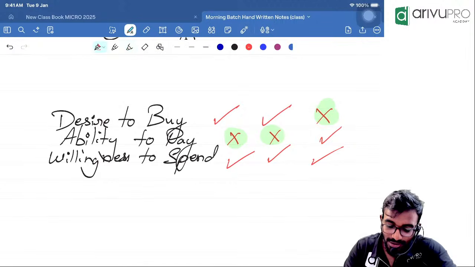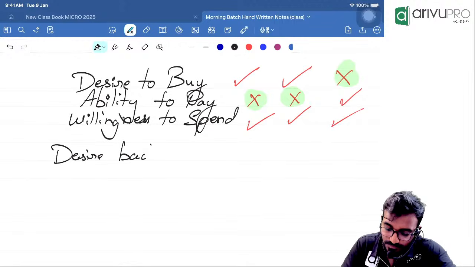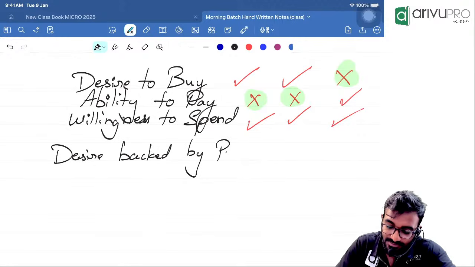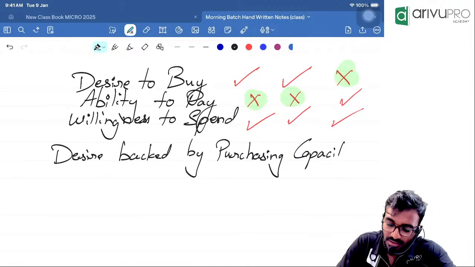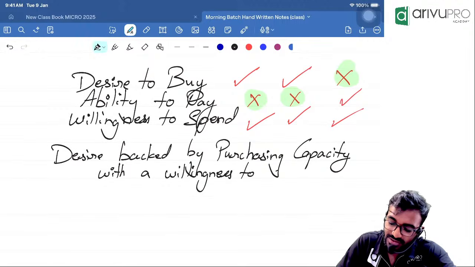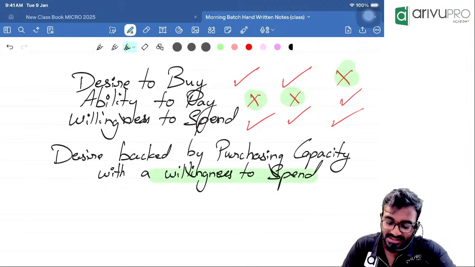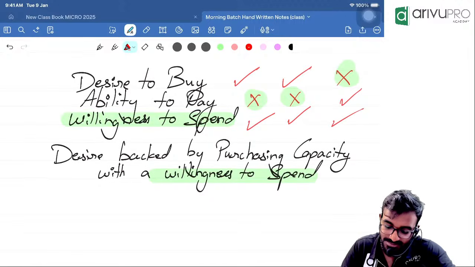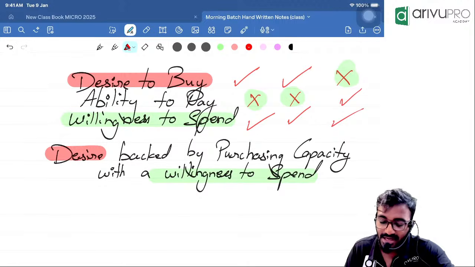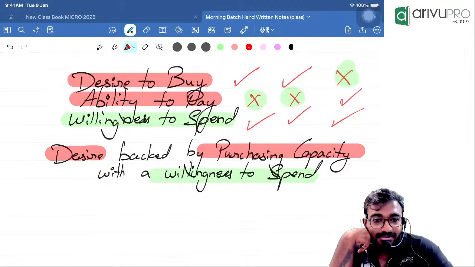Let me write it and let me decode it for you. See here: desire, backed by dash capacity, purchasing capacity, with the dash, with the willingness. Only that last part, willingness to spend, we understood, sir. That's it. Accepted, done, because that is the last condition here. Willingness to spend. Same to same. Observe: desire, that is nothing but desire to buy. Backed: along with the desire, you should also have a dash capacity. That is nothing but ability to pay.